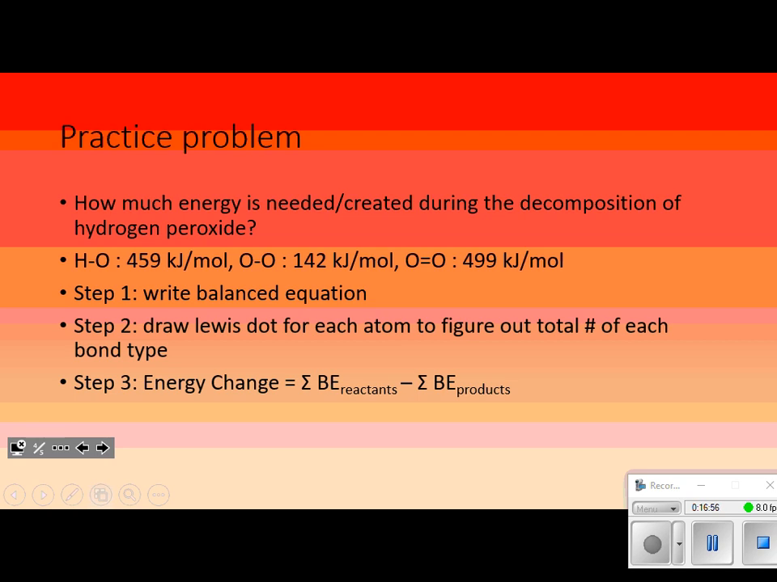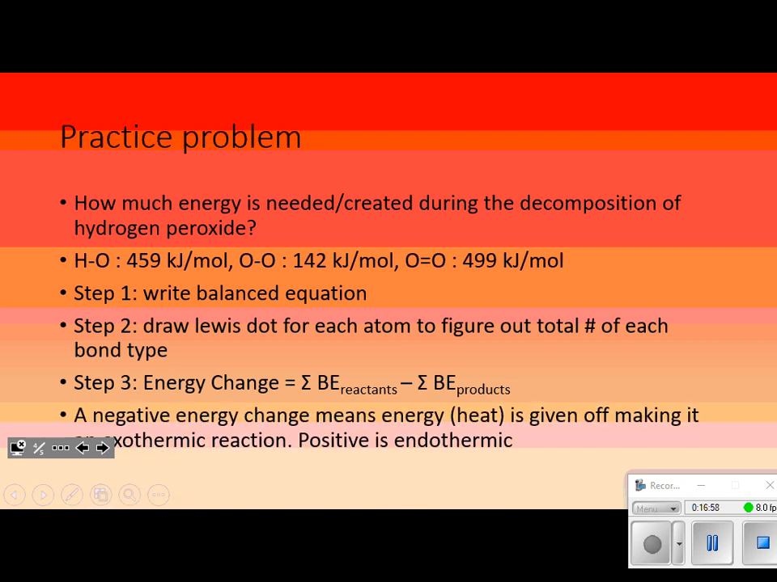Last slide. Oh, I'm sorry. This last bullet point is actually something that we should jot down. There are two terms on this last slide, exothermic and endothermic. We did do thermal chemistry at the beginning of this semester.